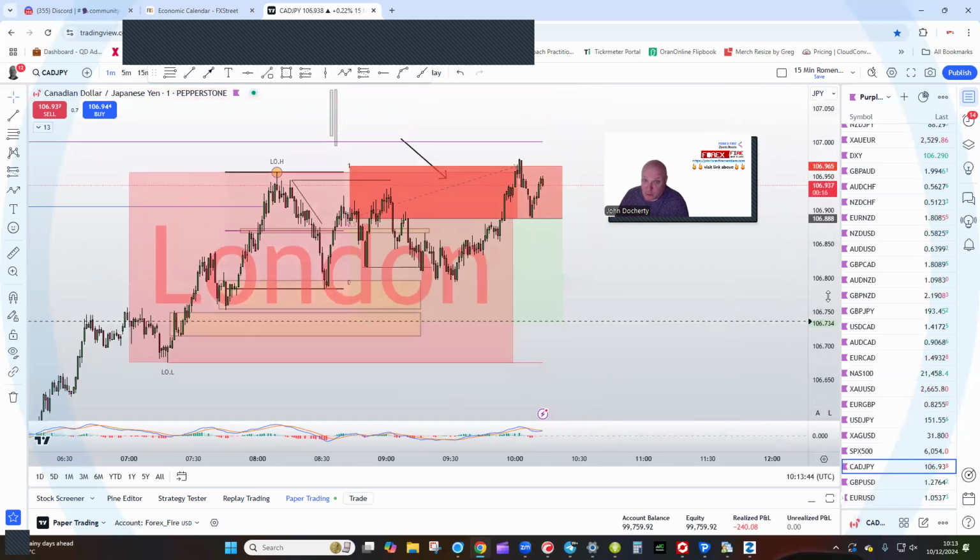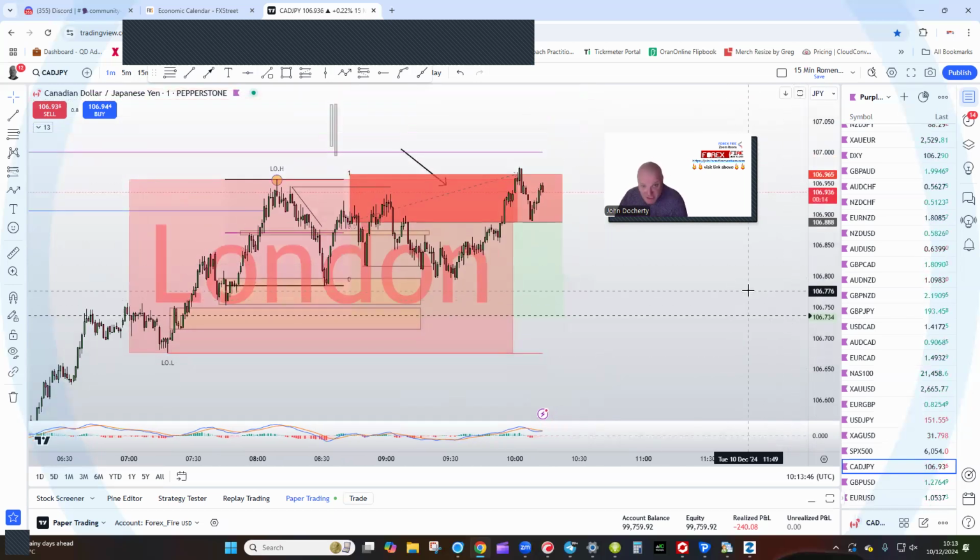We marked everything up. We went through the conditions, the mechanics, the system and everything. So another successful day in my eyes, okay?